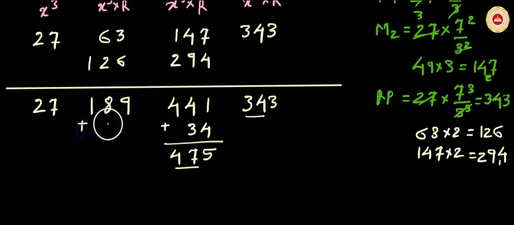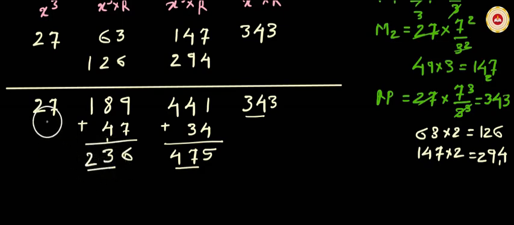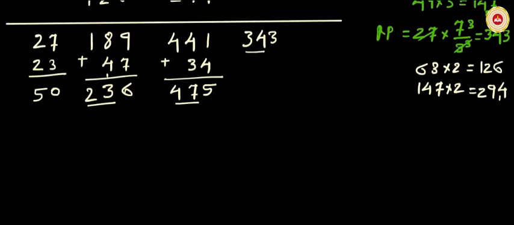So add 47. 7 plus 9 is 16, 4 plus 1, 5, 5 plus 8, 13, 1 plus 1, 2. 236. Here also in this part we have 2 extra digits, so pass it to its immediate left. So 27 plus 23 is 50. So it is time to write the final answer.